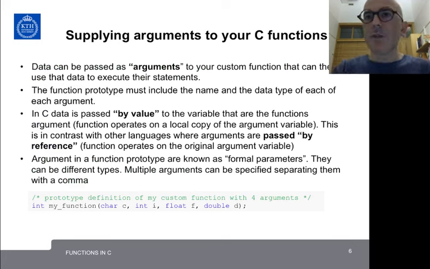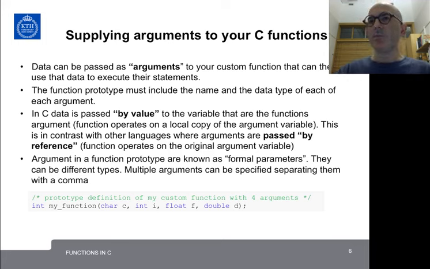Data to our function is passed with arguments. The function can then use the data to execute its statements. The function prototype in the declaration must include the name and the data type of each argument.